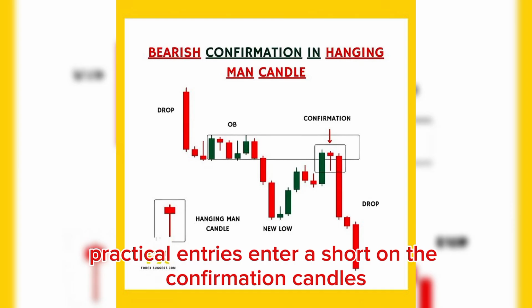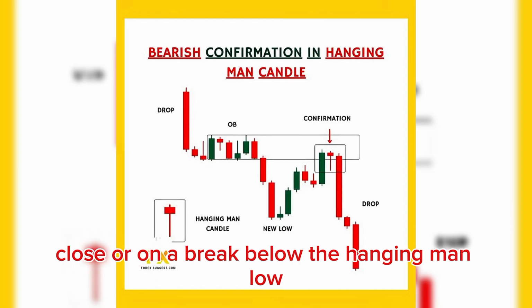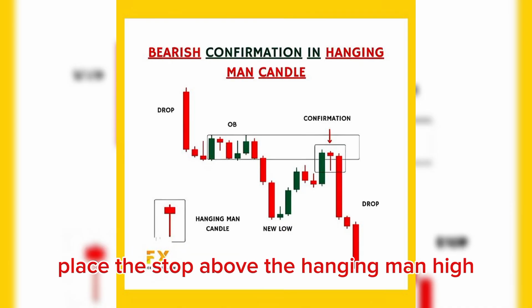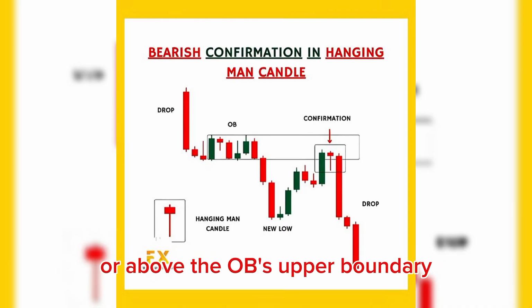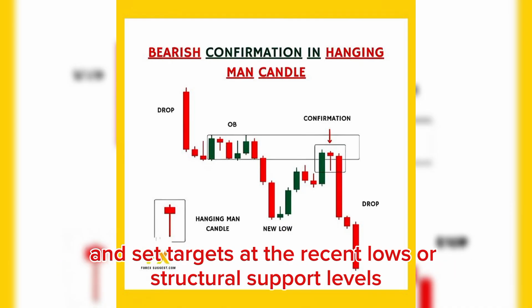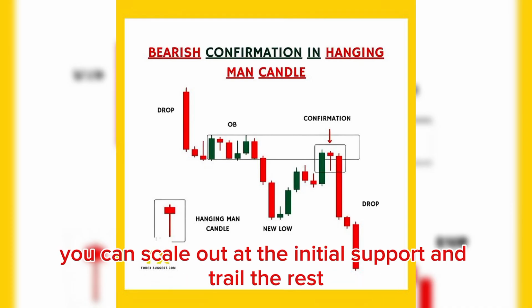Practical entries: enter a short on the confirmation candle's close or on a break below the hanging man low. Place the stop above the hanging man high or above the OB's upper boundary, and set targets at the recent lows or structural support levels. You can scale out at the initial support and trail the rest.